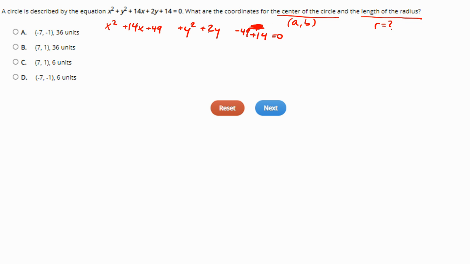Now for the y's, 2, cut it in half, that's 1. Square 1, that's plus 1. And I'll have to minus 1 as well. I'm going to put that right here. So all parts are accounted for.